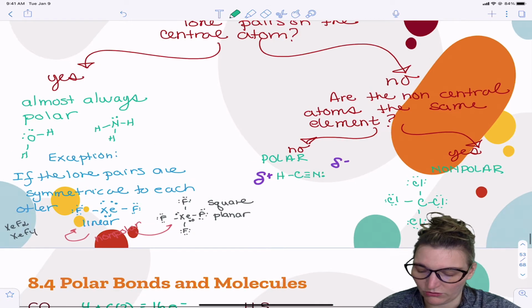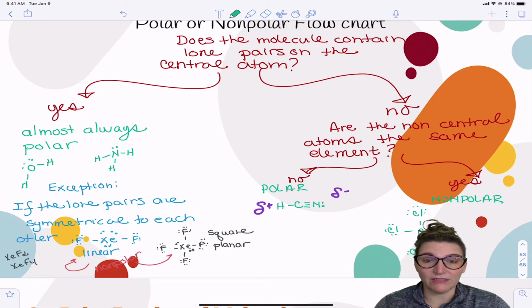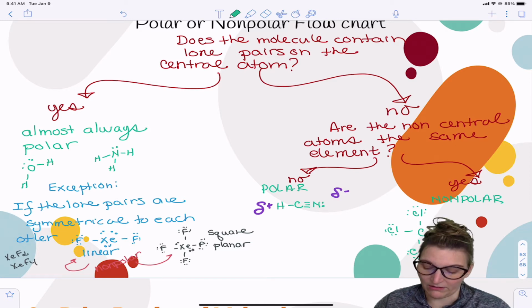If you want to use the flow chart, look at that. Does the molecule contain lone pairs on the central atom? No, it doesn't. Are the outside atoms the same? Yes. So that means that it is nonpolar.